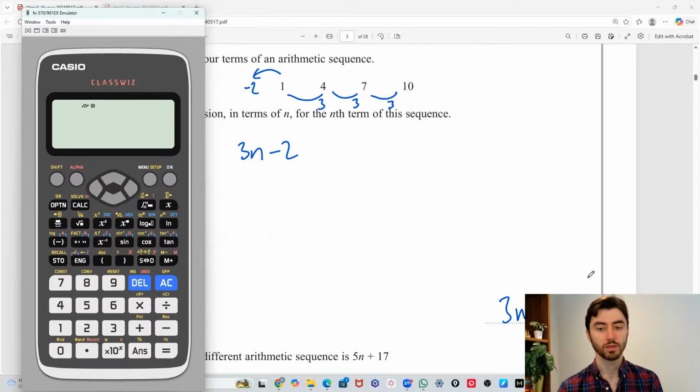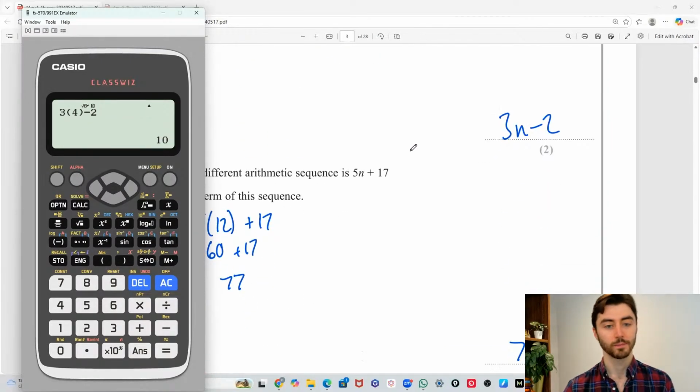So here, 3n minus 2, let me check that the first term is equal to 1. So 3 times 1 minus 2 does give me the 1 that I need. Let's check my 1, 2, 3, fourth term. So 3 times 4 minus 2 does give me my 10. So this nth term sequence is giving me my terms, so I know it's correct.